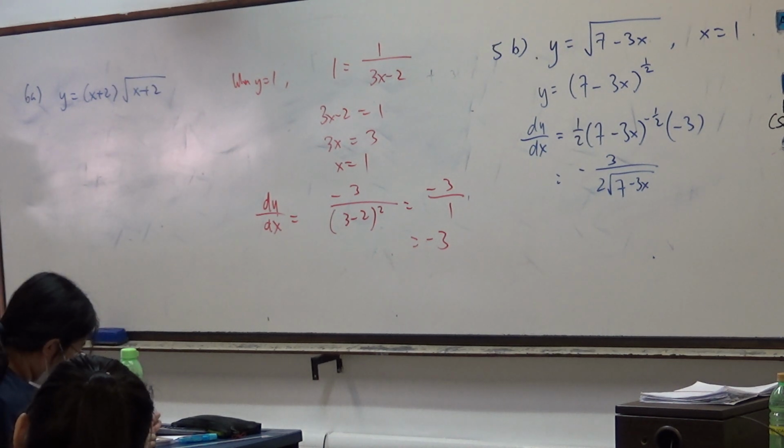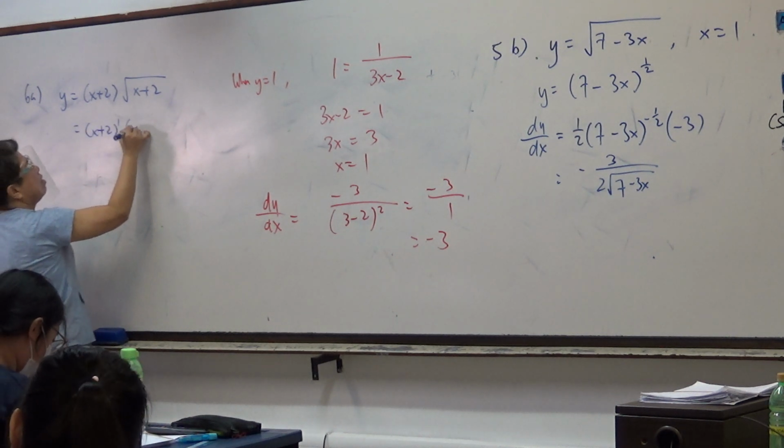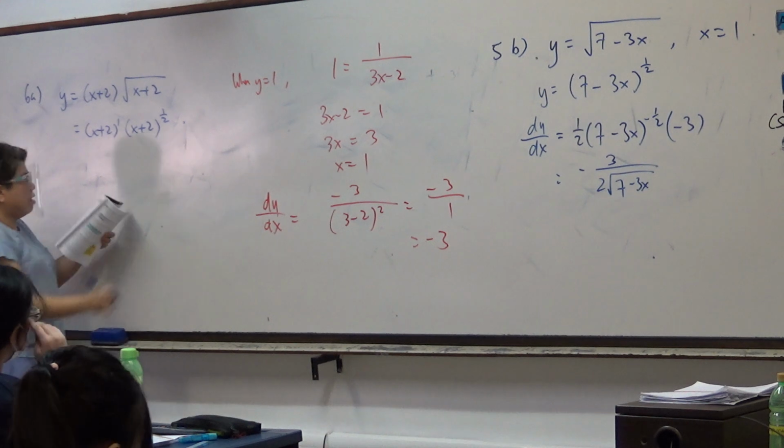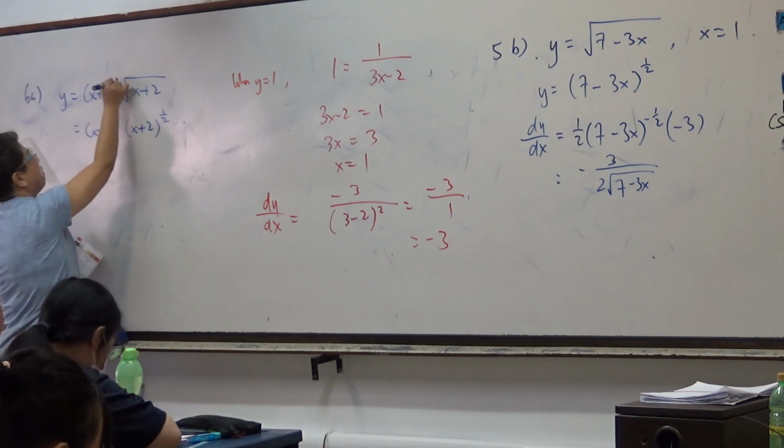Now a lot of people will be surprised. Oh, I don't know this. Do you agree that this is 1? Yeah. And this is half? Did I write wrongly again? Square there. Where got a square? Oh, this one got a square, huh?